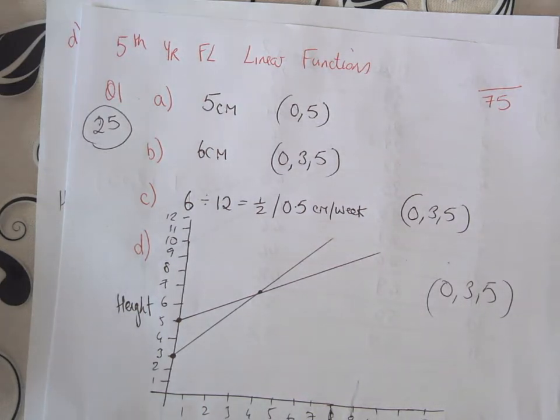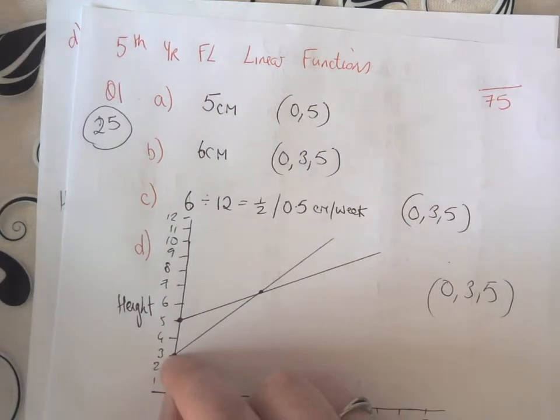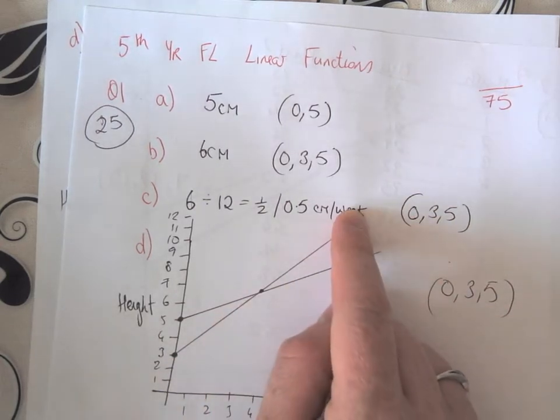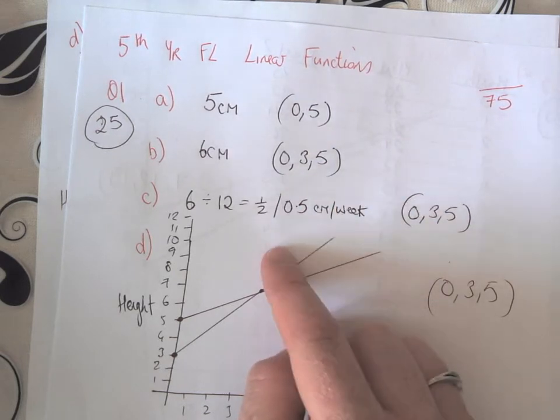Then D says a second sunflower was 3 centimeters in height when planted and grew at a rate of 1 centimeter per week. So you're starting at 3, and for each week it's growing 1 centimeter, so at 1 it'll be 4, at 2 it'll be 5. So if you put on a few points and then draw your line, you'll get your line like that. It says represent this information on the graph above, so you should have put it on the graph with the other line.